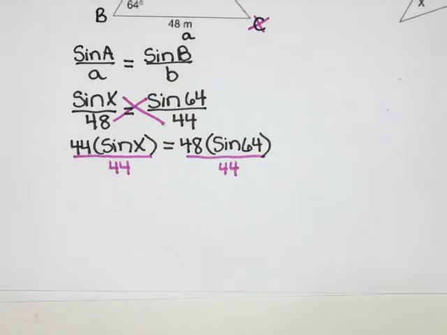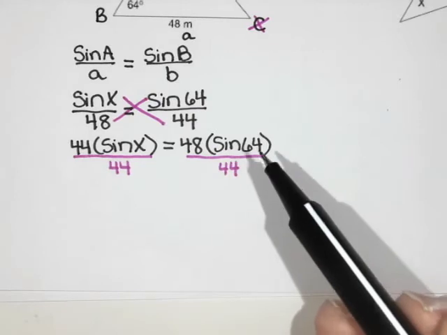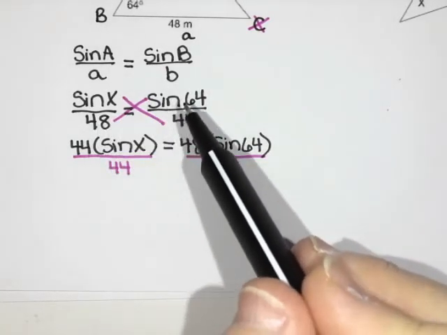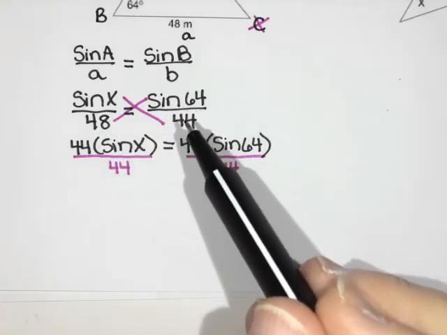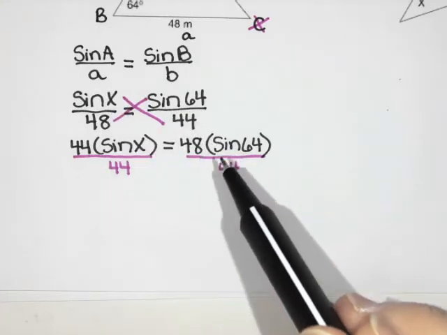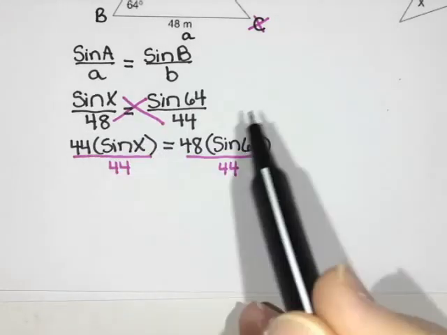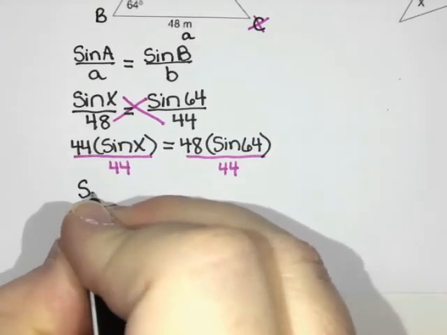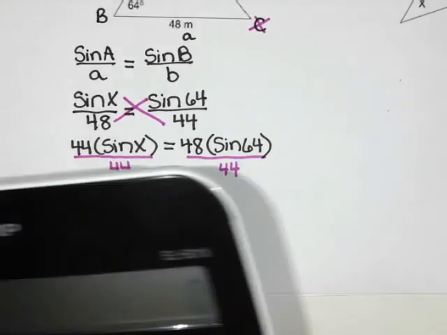And then I'm going to work out this part on my calculator. Now I do just want to point out before I do that, that if I come back up to this step, if I had multiplied by 48, I would get 48 times sine of 64. And if I hadn't moved the 44 to the other side, it would already have been this step. So if you're interested in saving yourself a little bit of work, you're welcome to do that. Otherwise, cross multiply, and then we're going to divide by the side. So I'm going to be left with sine x, and I am going to work this out on my calculator.